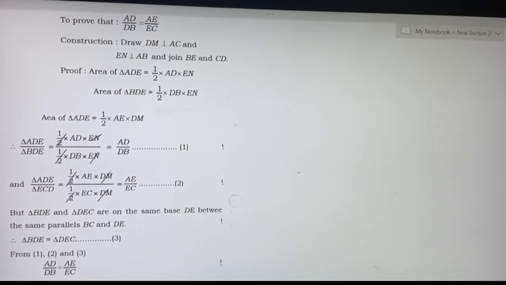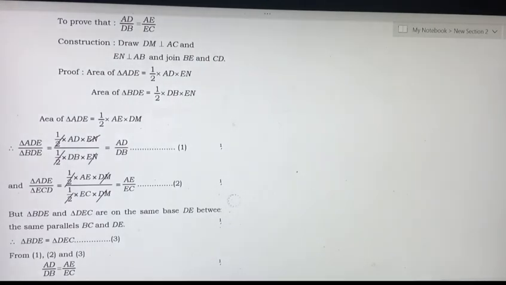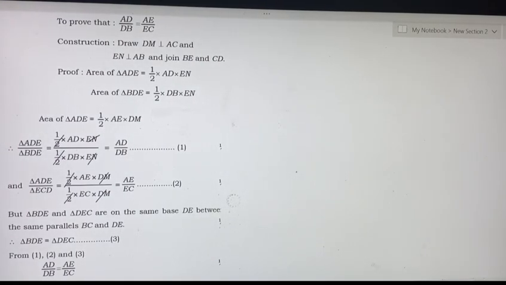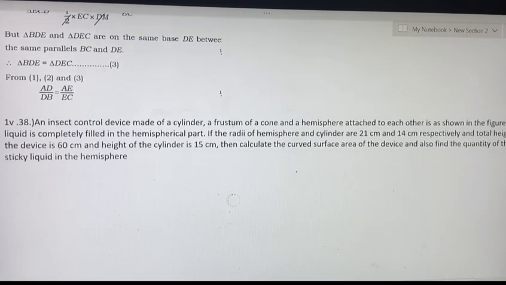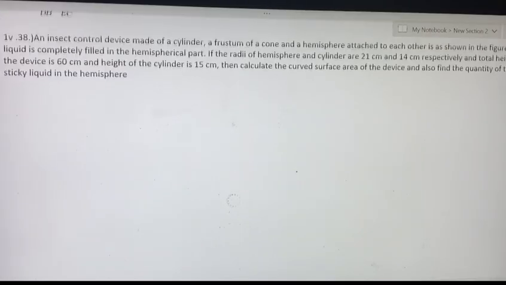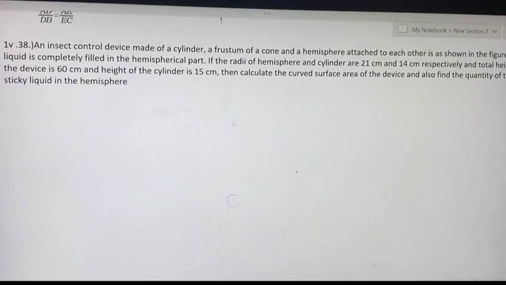So now moving on to the next question. That is the last question, which is of 5 marks, Roman number 4. Read the question carefully. Do not miss out any steps in this because it is a 5 marks question. So I'll explain it clearly. How do we solve this?